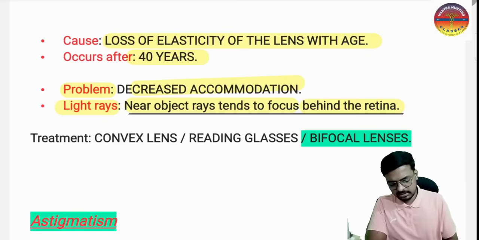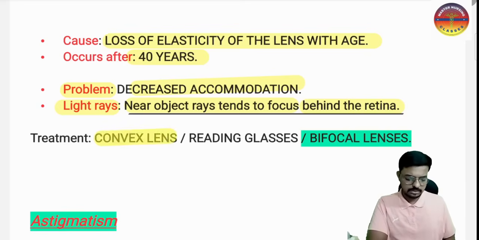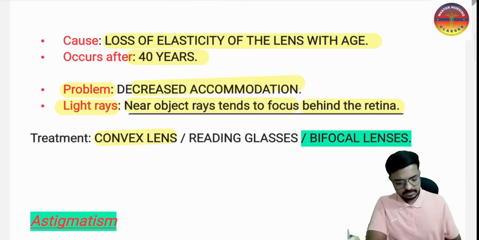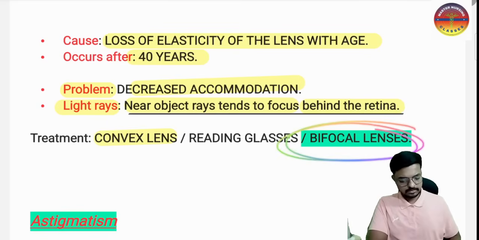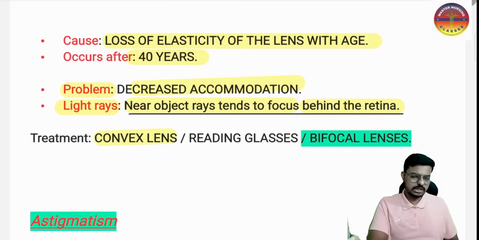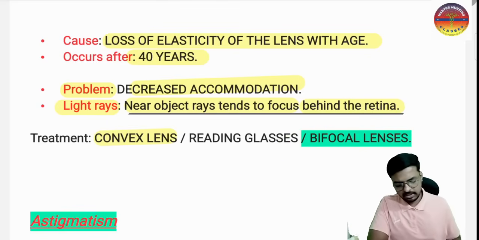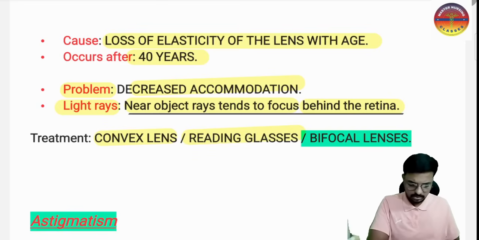So here we are using the convex lens, same as the treatment of hyperopia, and in some cases we will use the bifocal lens also. This one will improve the accommodation. Okay, so that is the bifocal lens we are using here. And while reading we will add on reading glasses. So this is a very important point we have to keep in mind.